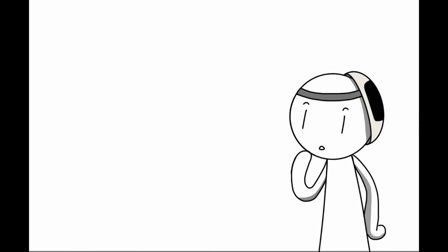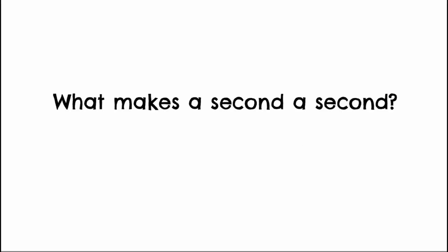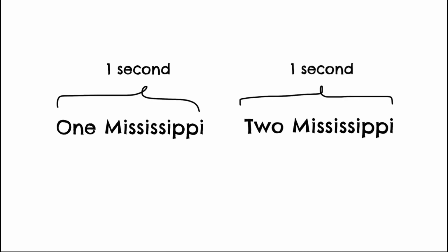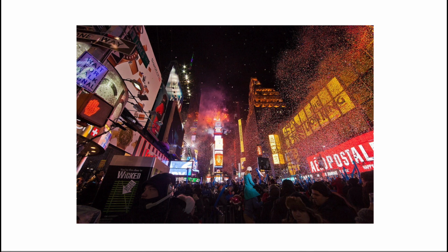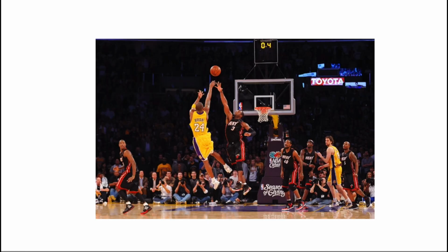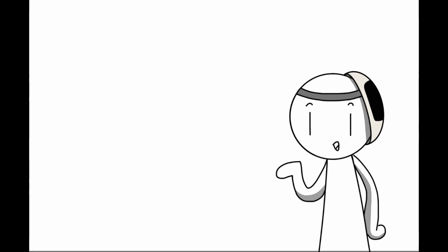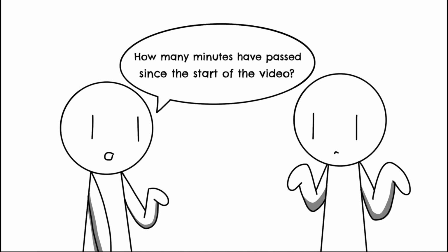But I've always wondered, what makes a second a second? The second is the most important unit of time. Everyone knows how long a second is. A lot of people use 1 Mississippi, 2 Mississippi, to count the seconds passing by. When you do the countdown to New Year's, or in sports games, one can easily count the seconds left until the clock hits zero. We can count the number of seconds that pass, but we can't count the number of minutes that pass without knowing how many seconds has passed.